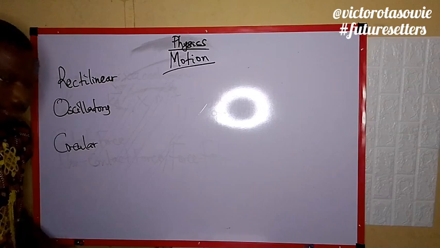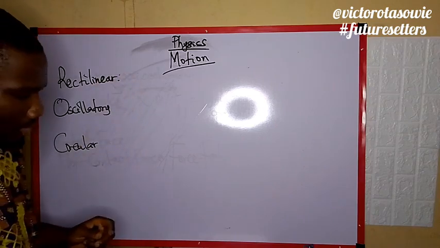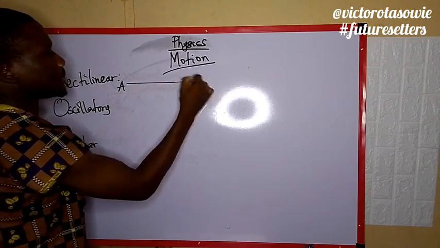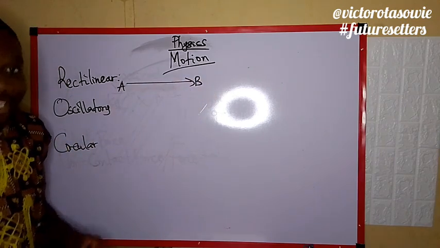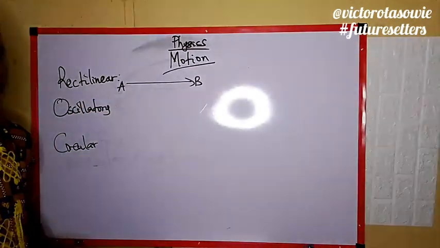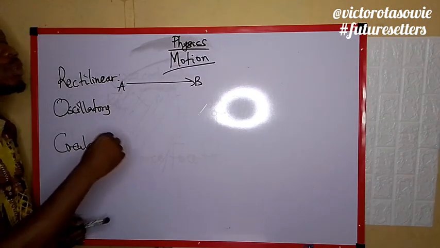So rectilinear has to do with motion in a straight line. The body is moving from point A to point B. Rectilinear on a straight line. Linear motion, rectilinear motion. There are so many names they call it. The body is moving from point A to point B.